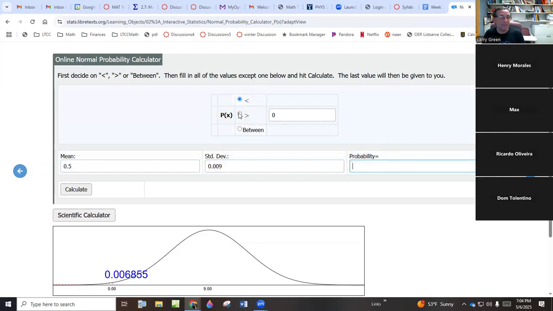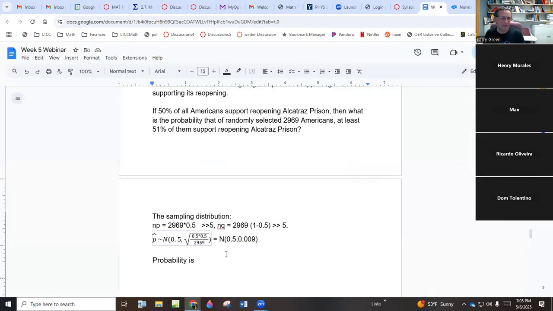Make the probability empty. And let's see, the probability is greater than 51%, which is 0.51. Any questions on that? And hit calculate. The probability is about 13%. Okay, just rounded to 2 decimal places, or 0.13. Any questions on finding the probability?